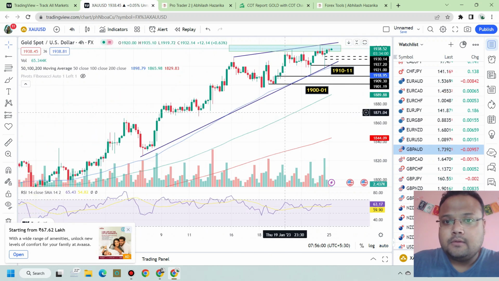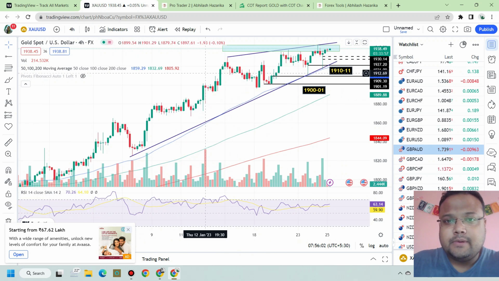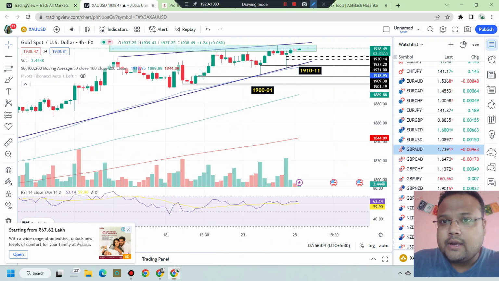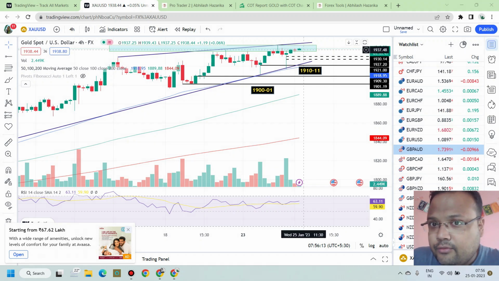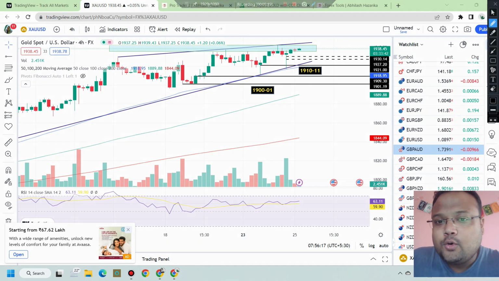So what is the possibility here? The first possibility is, see, for a proper breakout, gold needs to cross this level here. Okay, gold needs to cross this level and go higher. So today, if gold goes up also, and if the volatility of the market remains like this, then there's a high chance that gold will be again reversing from 1945 level.